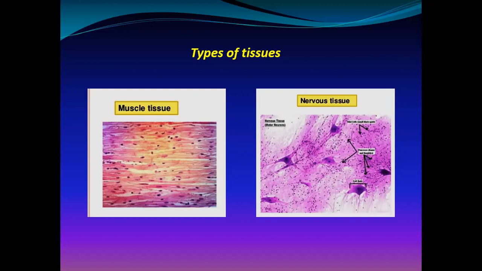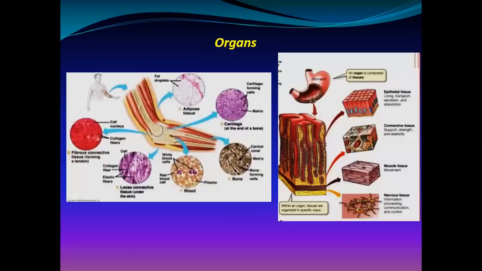Another tissue is shown on your right hand side. When you look through the microscope, that is the appearance of the nerve tissue. You can see the neurons, and the continuation of the neurons are the axons of the neural tissue. Anyway, from these tissues, the development of organs takes place.